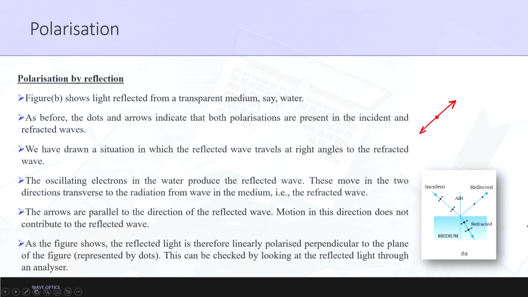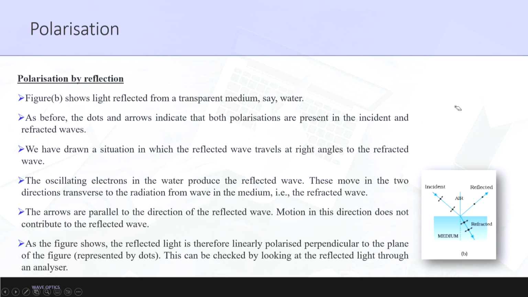But when you try to see it for the refracted side, you can see that there is no polarization happening. As you can see, the form is similar to that of the incident wave only. So these are some of the instances which we observe from this figure. Now let me try to explain everything which is written on the left hand side.